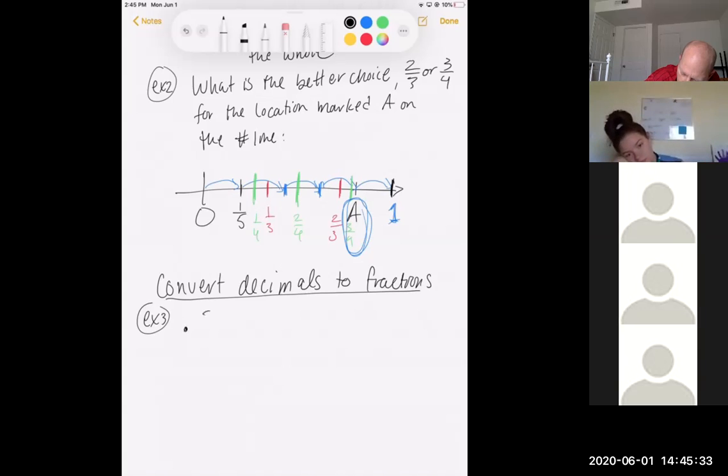If I have 0.3, how would I write that as a fraction? Does anybody know? 3/10. Right. All you have to do is read the number like we've done before in Unit 1. 3/10, and you put it over 10. Let's do this one. 0.25. What is that one as a fraction?